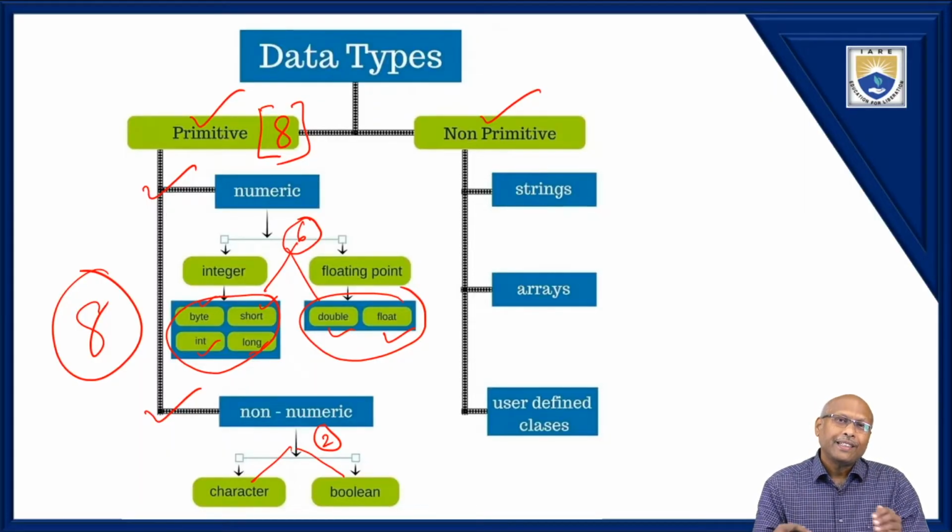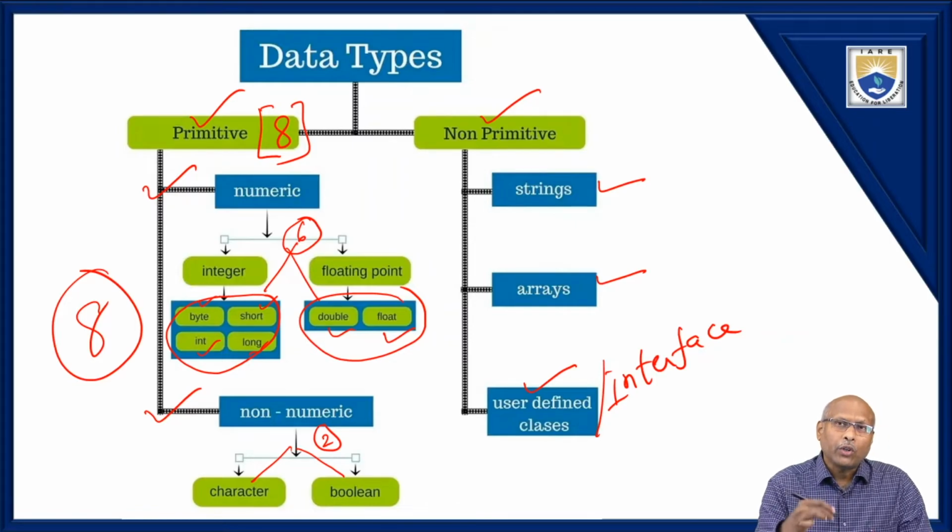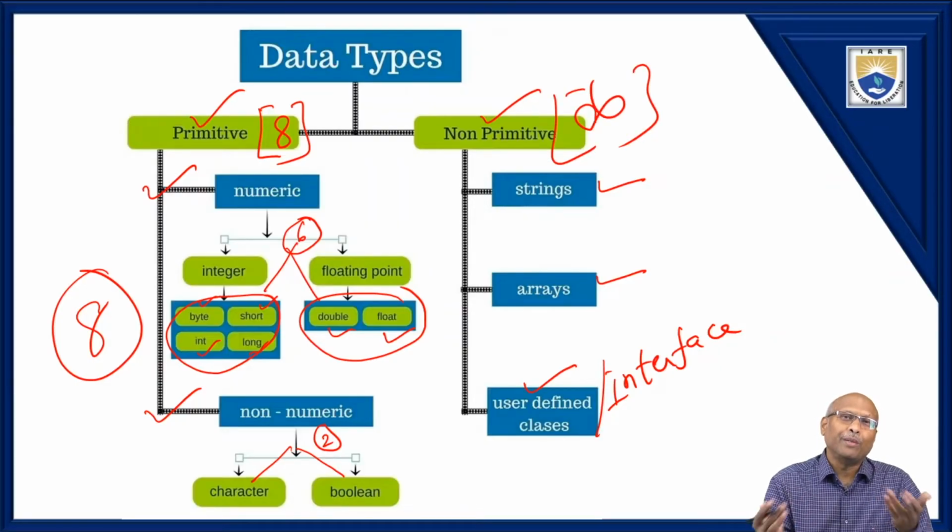Next, non-primitive. Non-primitive means what? Which is not available in the system. The programmer has to define, the user has to write. So user-defined data type. You can create your own data type also using the class concept. You can define a class, or you can define an interface. Using interface also you can write, or you can define your own array, or you can define your own string. So with the help of this concept, non-primitive data types can be created. So how many non-primitive? This is infinity, because there is no limit. You can create any number of data types also.